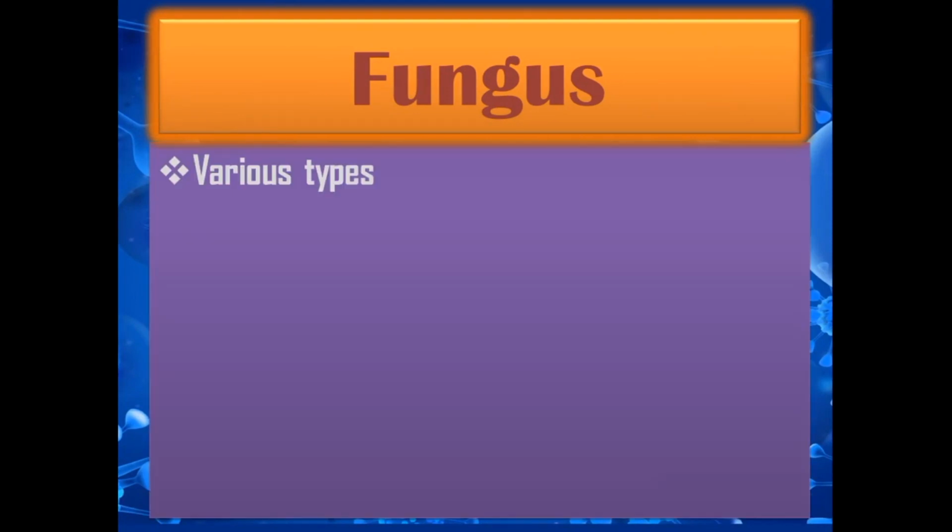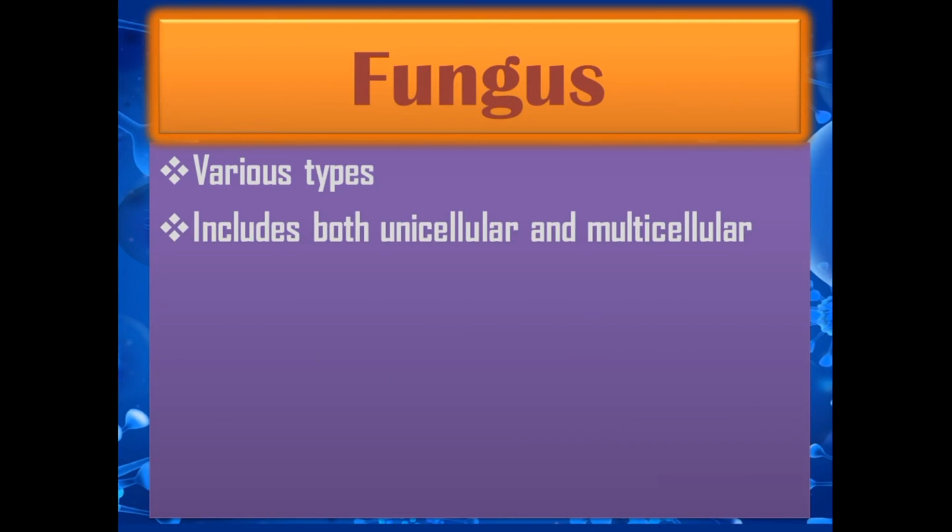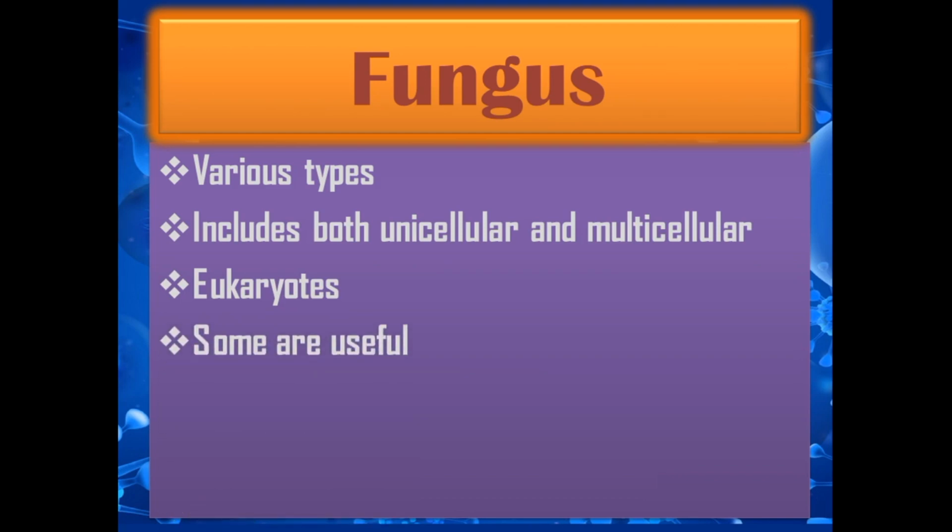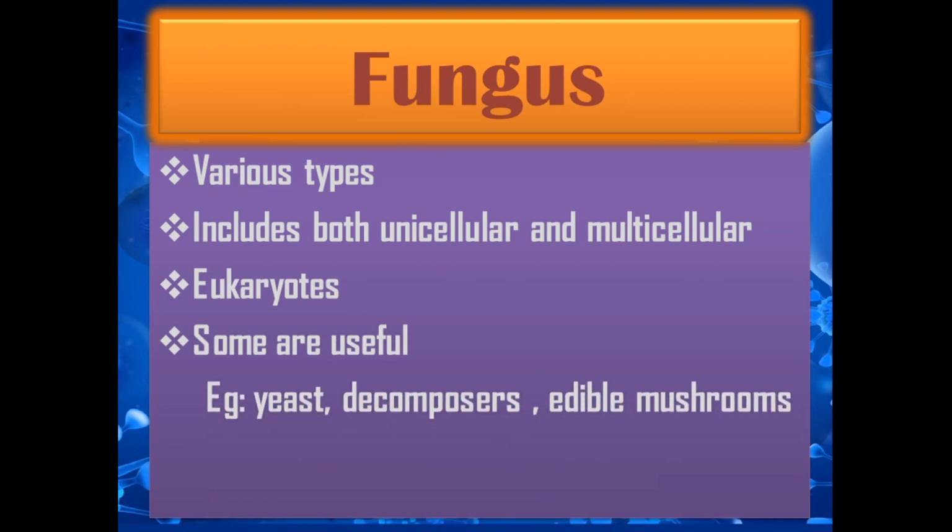Now let's see the features of fungus. They are of various types, which include both unicellular and multicellular. They are basically eukaryotes having a definite nucleus. Some fungi are useful, for example, yeast, decomposers and edible mushrooms, while some are pathogenic.